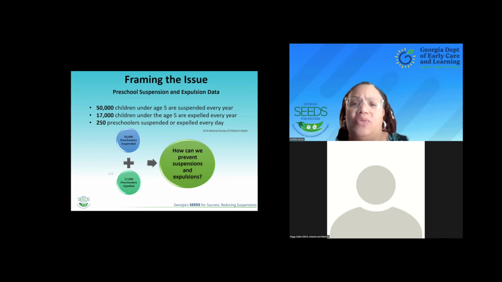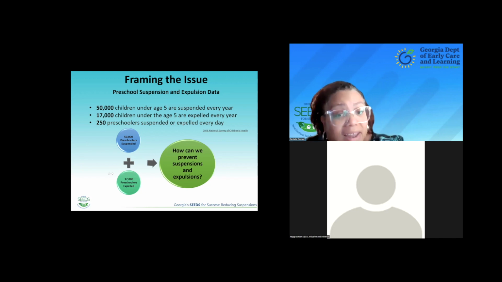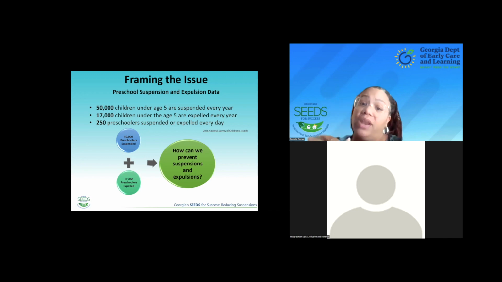Private preschool suspension and expulsion numbers have been known to be twice as high on average as that of public preschool, which means that across all types of settings, the average school day sees roughly 250 instances of preschoolers being suspended or expelled. So if we are trying to solve a problem, do we start where the problem peaks, or do we trace a problem back so that we can prevent it?